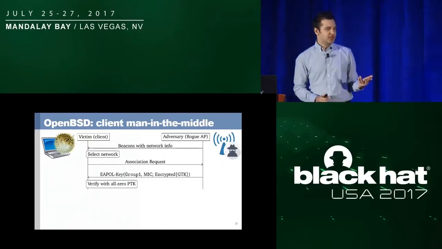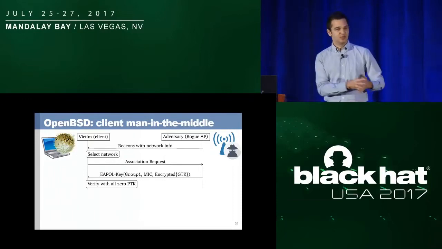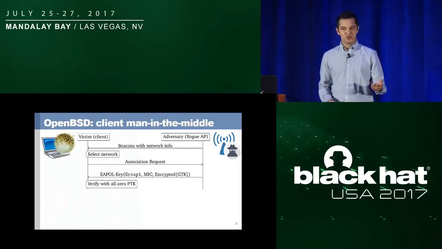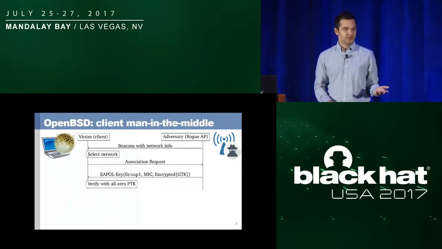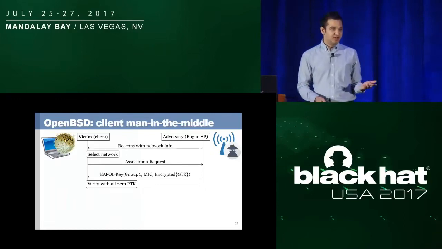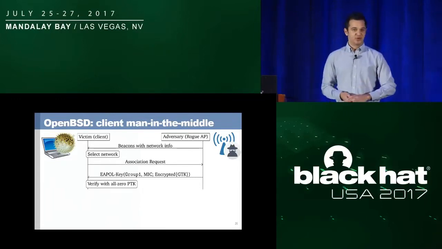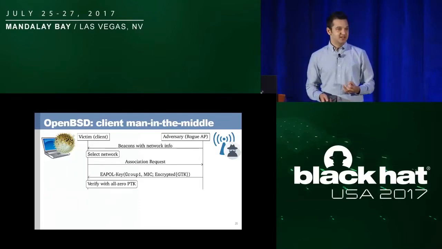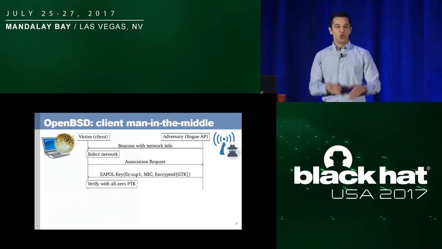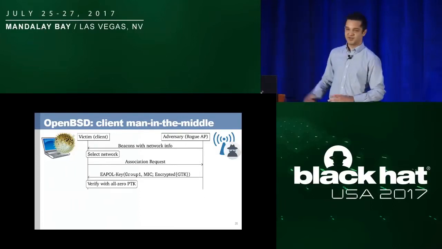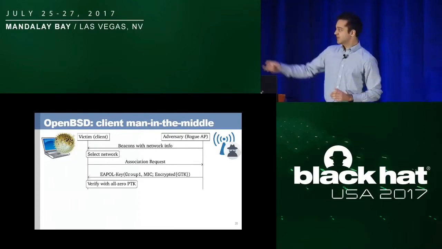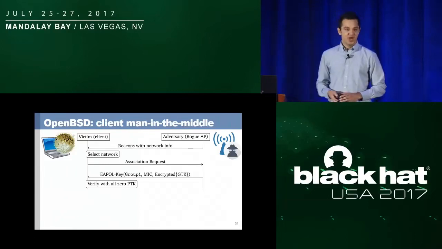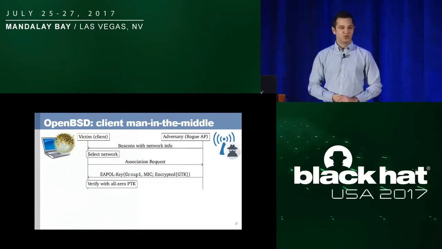So what's the group key handshake? The group key handshake is in a sense similar to the four-way handshake, except that it's used to transport the group key, which is used to encrypt broadcast and multicast traffic. The interesting part here is that we have a very similar vulnerability to the previous case, where because the client hasn't generated the session key yet, it will again use an all-zero key to verify the authenticity of this frame. So as an attacker, we can easily forge this group message 1 frame, and the OpenBSD client will accept it.